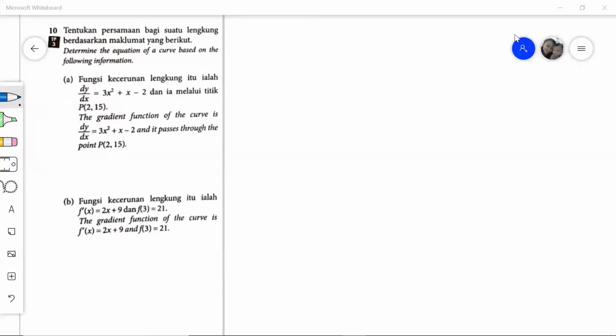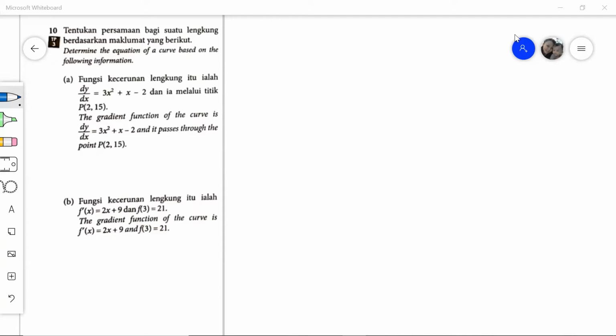Hi everyone, this is Practice Formatif Chapter 3, question number 10. So we have to determine the equation of a curve based on the information given. For part A, we are given the gradient function of the curve, that is dy/dx equals 3x squared plus x minus 2, and it passes through the point P.